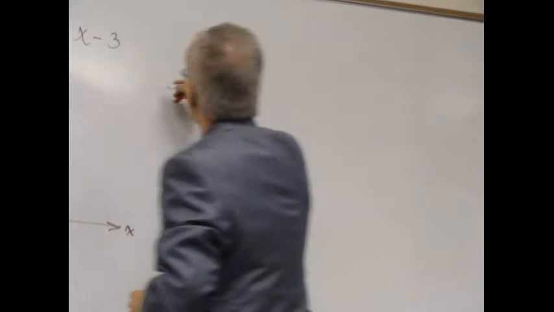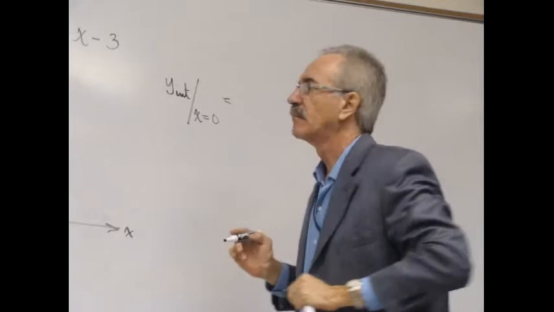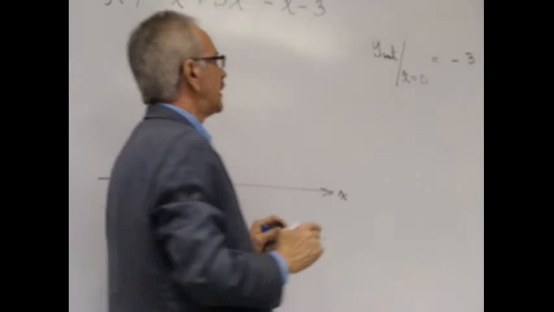Two turning points. Let's check first the intercepts. Y intercept exists when x equals 0. So tell me, when x equals 0, where is the y intercept? At minus 3, correct. So, 1, 2, 3. Here is one point.